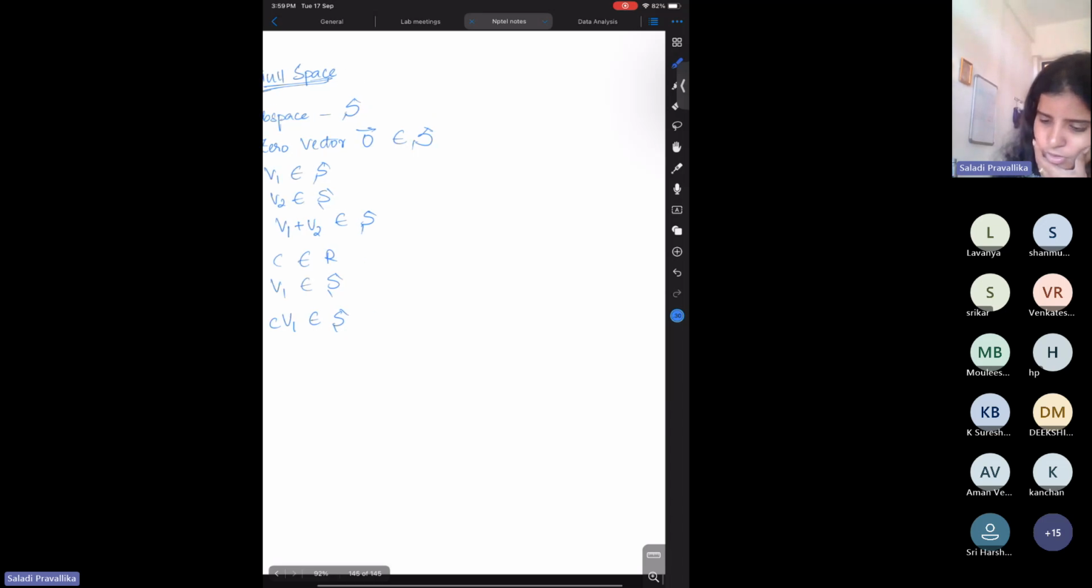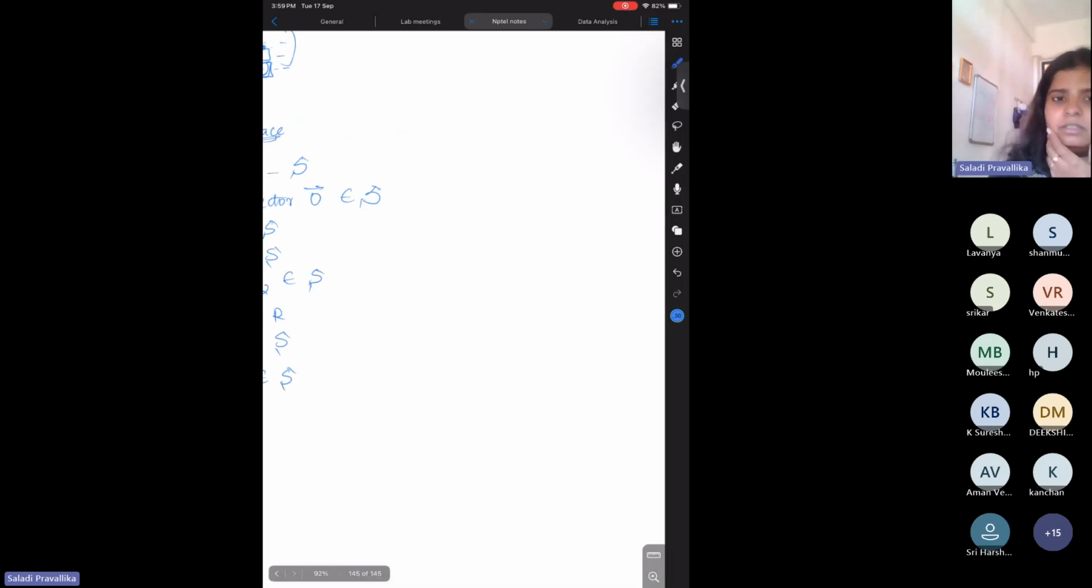So these are the three important conditions that you need to follow in a subspace. Now null space means, in linear algebra, the null space of a matrix is the set of all vectors that, when multiplied by the matrix, result in a zero vector.